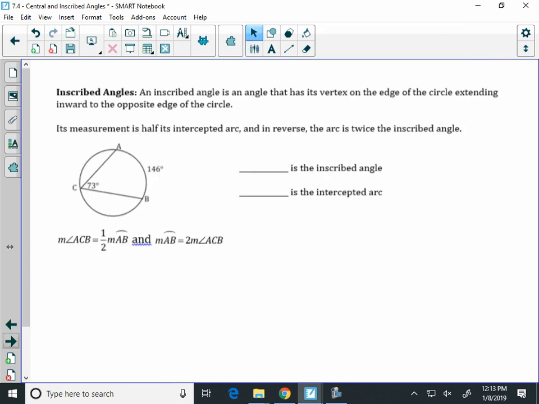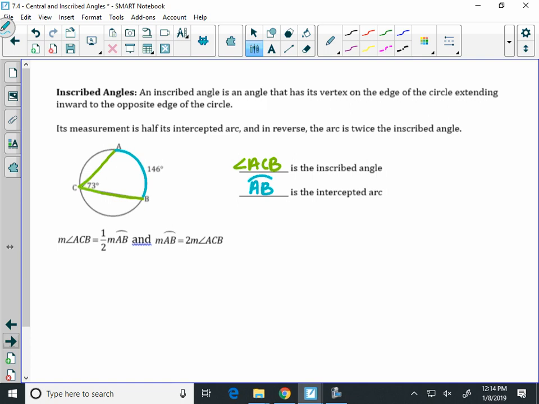Another type of angle that's important is called an inscribed angle. And an inscribed angle is an angle that has a vertex on the edge, and the angle's sides extend through towards the opposite edge of the circle. Okay. So we look in this diagram right here. This angle ACB is an inscribed angle because the vertex is on the edge of the circle. That makes it inscribed. Its intercepted arc is what? What arc is in between, kind of the opening of that angle? AB. From A to B is its intercepted arc.